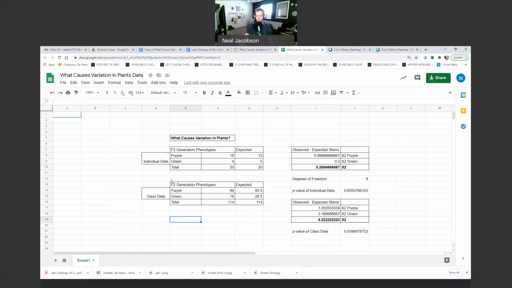I go to my class data, which is supposed to be closer, right? It should be a better representation of the actual system I'm investigating. And what did I find? I found my p-value is 0.04, less than 0.05. So that means the differences I've seen between my observed and my expected are so great that the probability that the differences were due to chance is less than 4%. So in this case, I can say my model is not accurate and I need to reject my model for my class data.